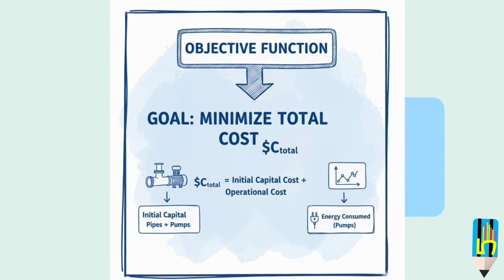The next is the objective function. This is the goal which we want our system to achieve. Almost in any water distribution network, we want to minimize the total cost, because this is the most crucial thing. The total cost includes the initial capital cost and the operational cost.